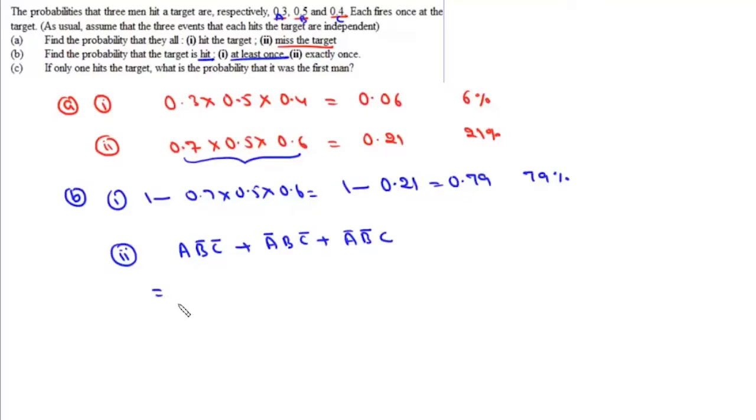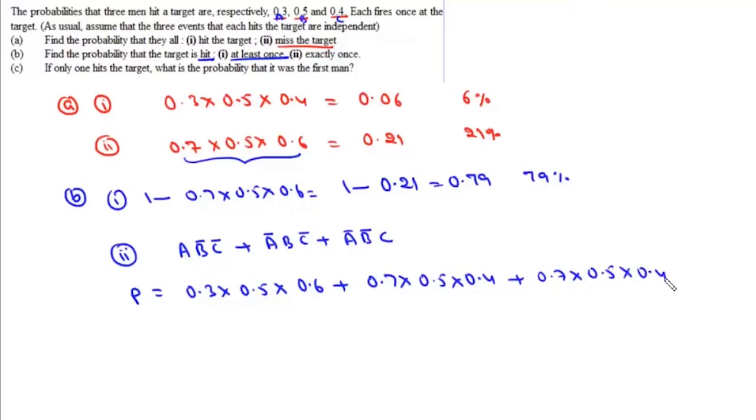Now this probability will be given by probability of A is 0.3, now this is 0.5 into 0.6. Now this is 0.7, 0.5 into 0.4, and this probability is 0.7 into 0.5 into 0.4, and this comes out as 0.44. That is, there is a 44% chance that exactly one of them is going to hit the target.